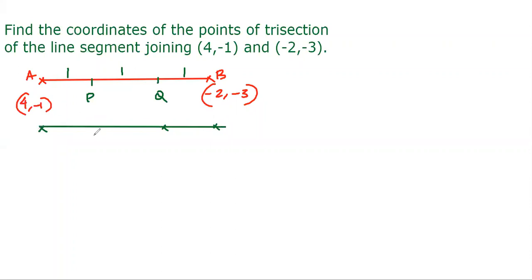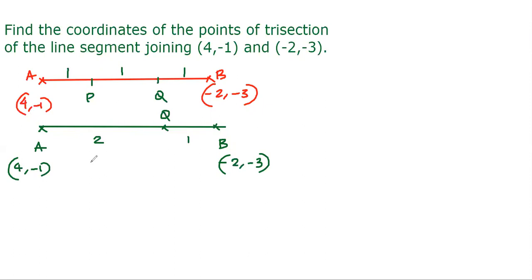So I can say this part is 2 and this part is 1. This is A, this is B and this is the point Q. You know the coordinates of A, that is 4, minus 1, and you know the coordinates of B, that is minus 2, minus 3, and you know the ratio of division. Here it is 1 plus 1, 2, and this part is simply 1. So the ratio of division is 2 is to 1 here.